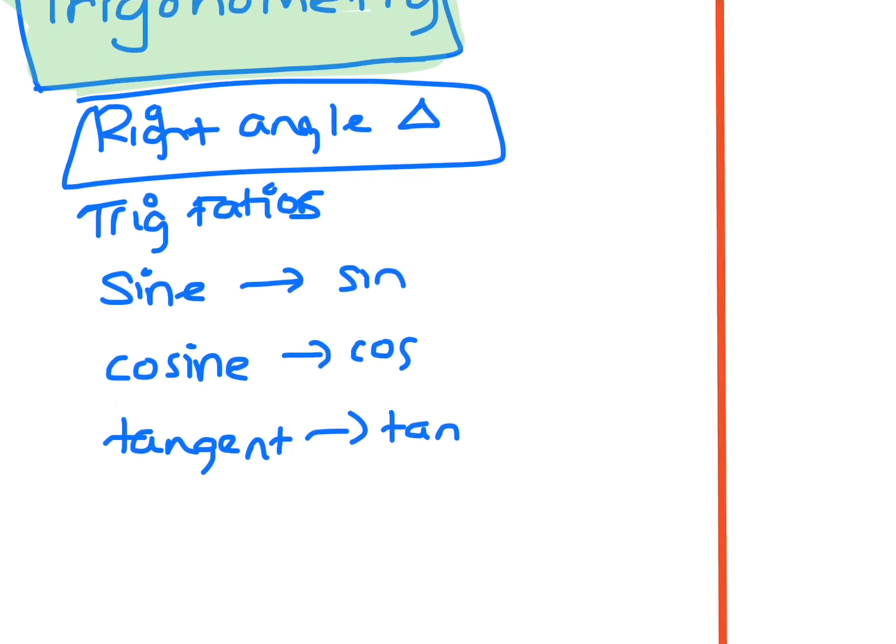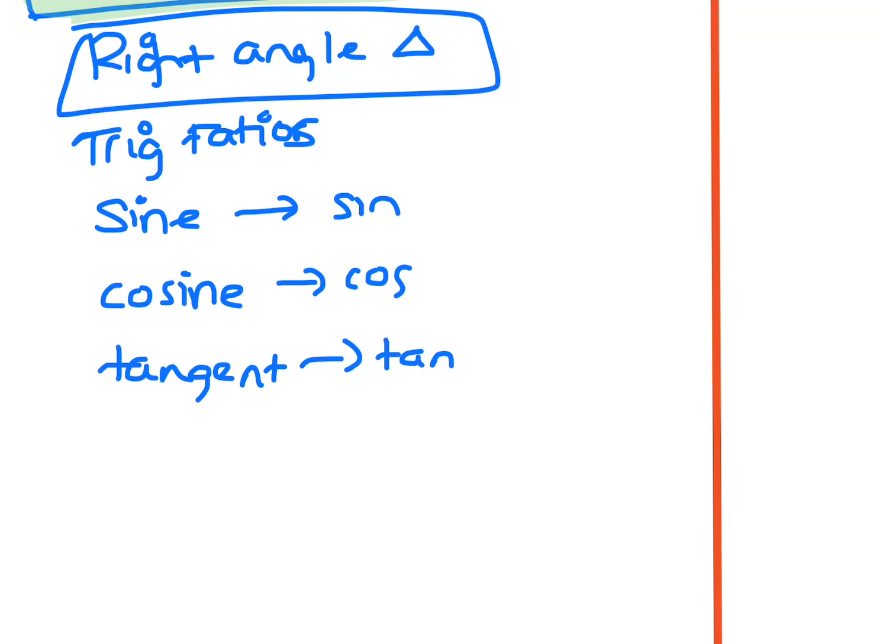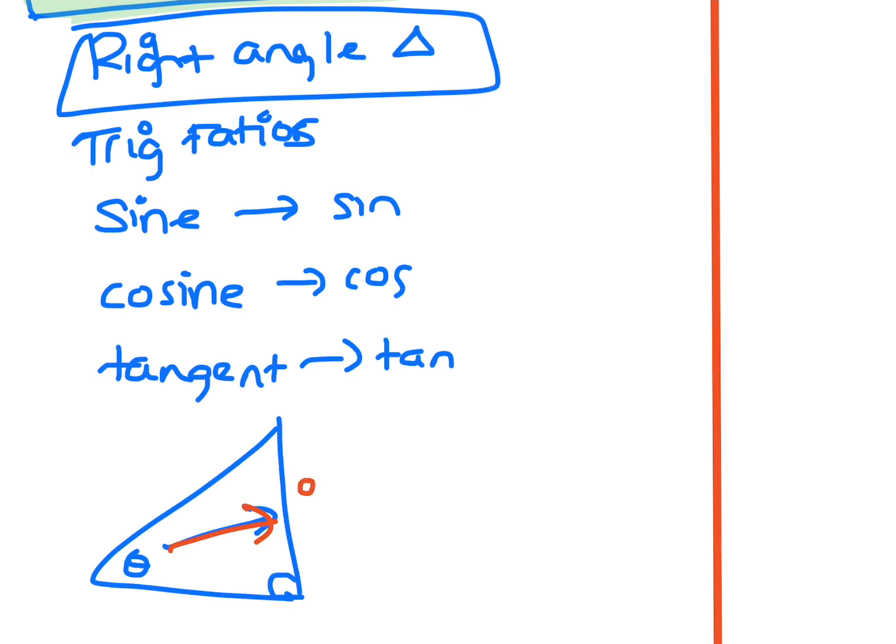Okay, now before we start looking at this, we better be really clear that when we have a triangle, if we mark that one there theta, we need to know where the opposite side is. So if you draw an arrow from theta, then that arrow will give you the opposite.